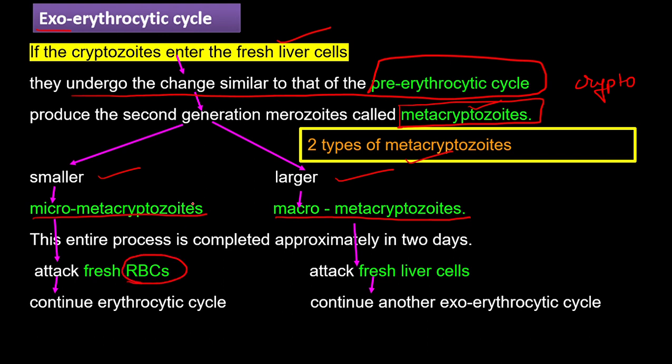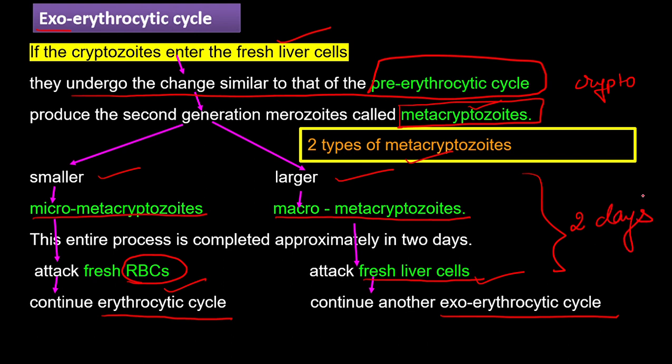Smaller one is going to infect the RBC. ऐसे याद रखो RBC छोटा सा होता है ना, so it is going to infect RBC, and macrometacryptozoite is going to infect the fresh liver cells. Same process. अगर वो RBC को infect करता है तो it is going to continue the erythrocytic cycle. अगर वो fresh liver cell को करता है तो it is going to continue the exoerythrocytic cycle, and this whole process takes place 2 days में.